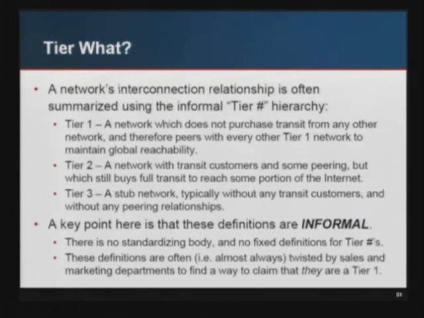A Tier 1 network is a network that does not purchase transit from any other network, and therefore they peer with every other Tier 1 network, and that's how they maintain global reachability. A Tier 2 is a network that has transit customers and does some peering, but they still buy some transit to reach some portion of the internet. And the reality is a Tier 2 can be everything from a mom and pop ISP with a 10 meg connection to an exchange point, all the way up to the biggest almost Tier 1, but they still buy transit from one network. It covers a huge range of networks. So you really can't describe much of anything with the name Tier 2.